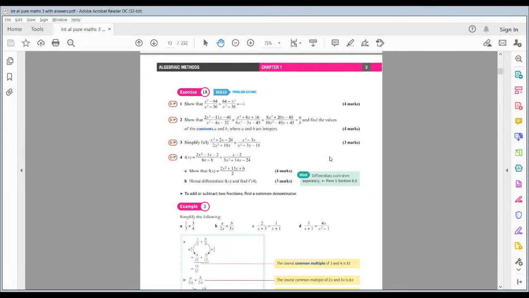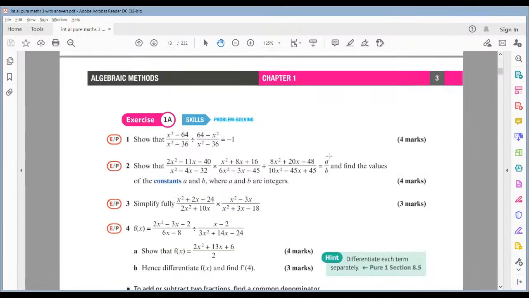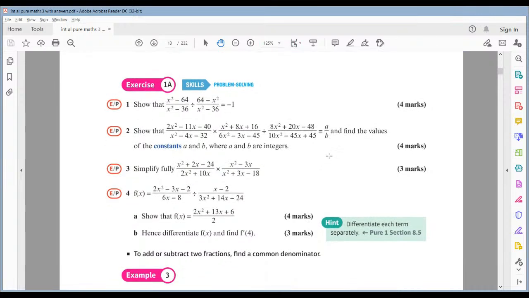I mean, someone in an exam actually got that for 4 marks. I don't think so. What does this E slash P mean? Does it mean that it's a past paper question, or does it mean that it's an exam level question? It means both. It's past paper and exam level. Well, it's not fair. Somebody got the next one as well. Unlucky.